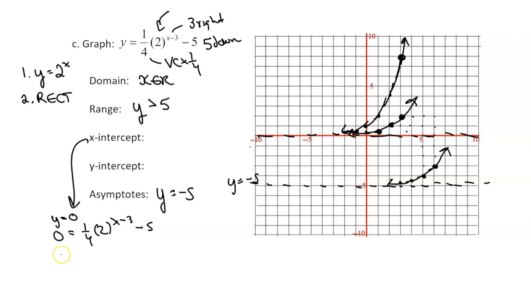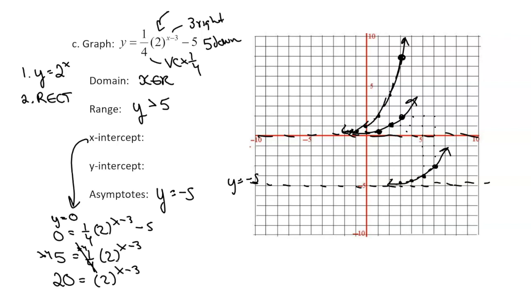And let's add 5 onto the other side. And then let's times both sides by 4 to get rid of that quarter. So 20 is going to be equal to 2 to the power of x minus 3. So if you have something like that and you want to be able to solve for x, well, x is now one of your exponents.